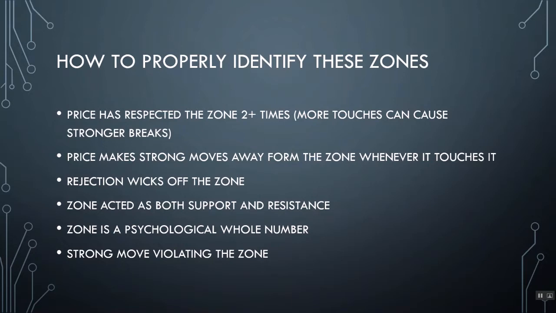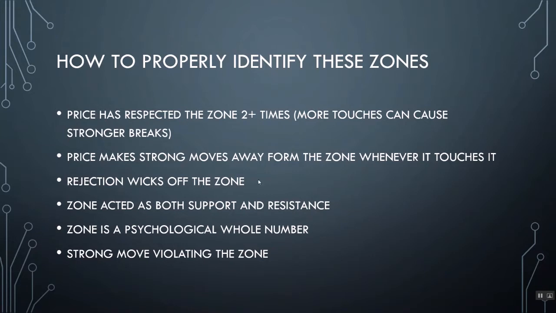Okay, I'm going to go over it in the charts, but we've got: price has respected the zone two plus times. So to create a support resistance zone, we need an area that has been respected by price two or more times. If it's a resistance, price has bounced to the downside off of it. If it's support, price has bounced to the upside off of it. Price makes strong moves away from a zone. So when we have a zone on the chart that's identified, price makes a strong move when it hits it in the opposite direction, that shows us this is a strong level. Also, when price goes through the zone, it must make a strong move as well, but that's later on.